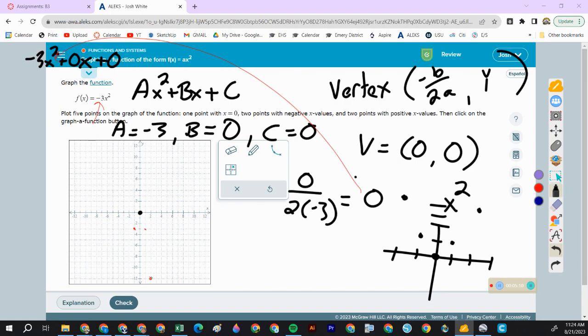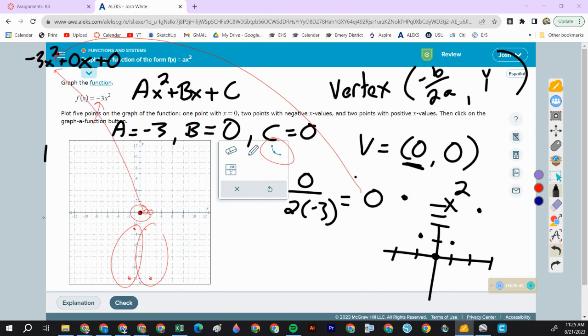Over 2, down 12. Once you have the vertex drawn, you have to do 2 points to the left and 2 points to the right. And once you have that, you can push this button and it will draw the graph for you. Okay. Now there's another way to do it. If you know where the vertex is, then you could just start plugging in numbers. So if I know that the x value of my vertex is 0, then I know I need to plug in 1 and 2.